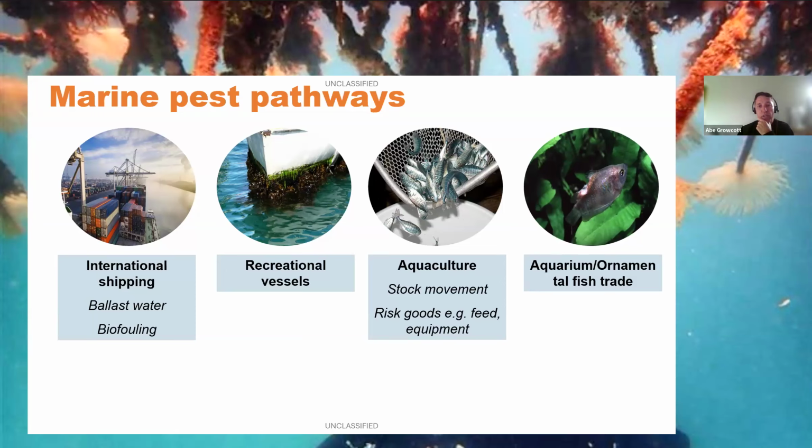And then we also have the aquarium, ornamental fish trade. For the marine pests that are present in New Zealand, there was a science report done a number of years ago that looked at the non-Indigenous species present in New Zealand and tried to figure out what pathway or vector they came in with. And it was assessed that the majority could have entered into the country via biofouling. So biofouling is a really big one.